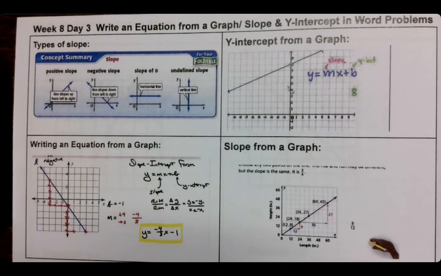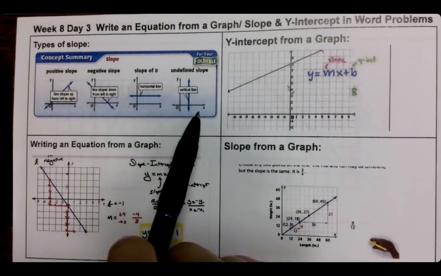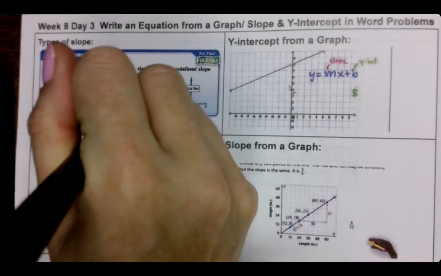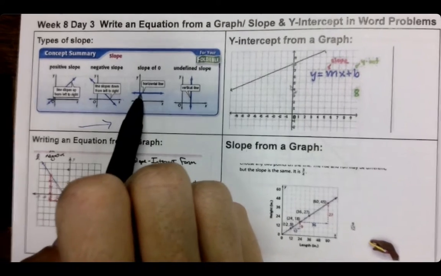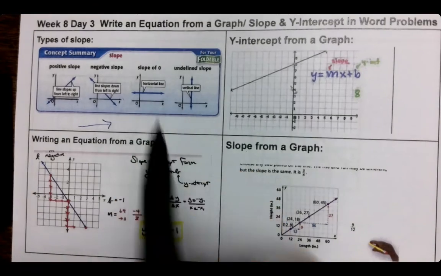So we have the types of slope, right? Always going left to right, like how you read. Goes up, it's positive. Goes down, it's negative. This is zero fun and undefined.